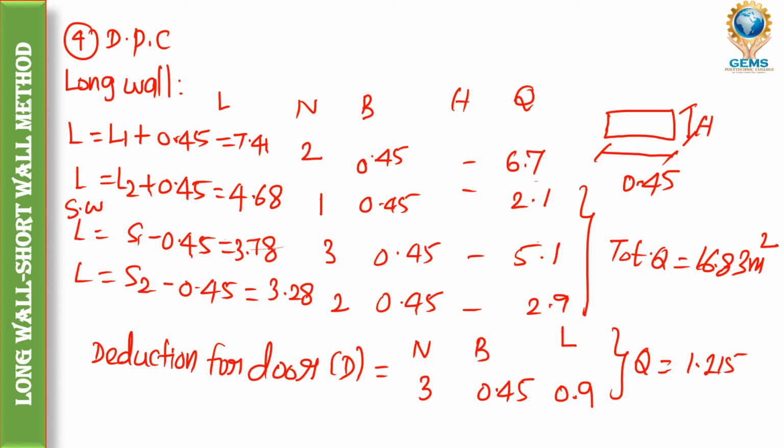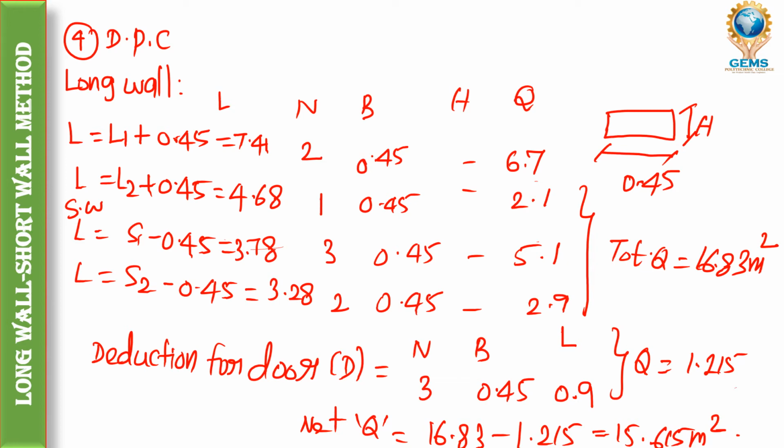To get the net quantity of DPC, we need to subtract the deduction from the total quantity. So subtracting 16.83 minus 1.215, we will get 15.615. This is the total quantity. It will be in meter square because we are not considering the height, because it is so minimum. So for DPC the net quantity will be 15.615 meters square.